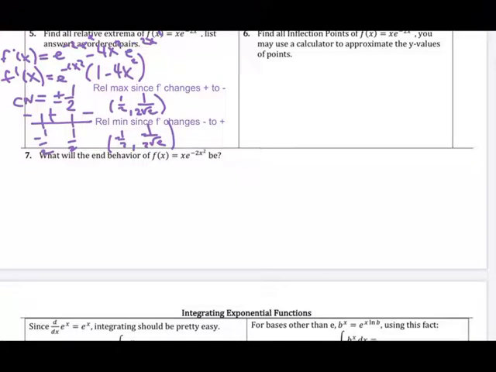That's going to lead me to a relative max at 1/2, 1 over 2 root e, since f prime changes from positive to negative, and a relative min at negative 1/2, negative 1 over 2 root e, since f prime changes from negative to positive.